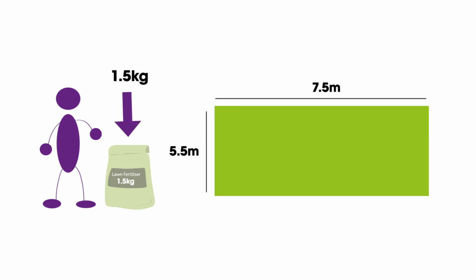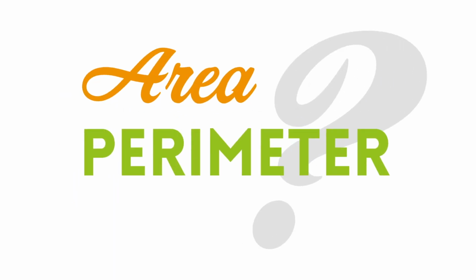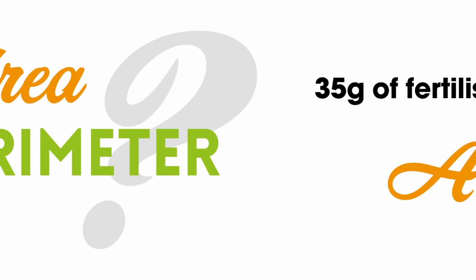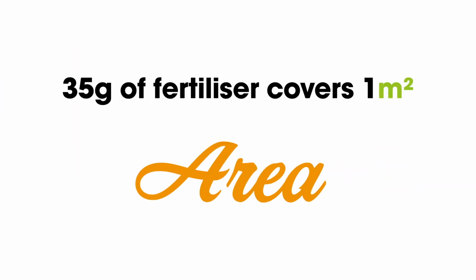Oscar wants to fertilise his lawn. The lawn measures 7.5 metres by 5.5 metres. He has a box that contains 1.5 kilograms of lawn fertiliser. It says on the box that 35 grams of fertiliser covers 1 metre squared. The first thing you need to do is decide whether this is an area or a perimeter question. The reference to metres squared indicates that it is area.